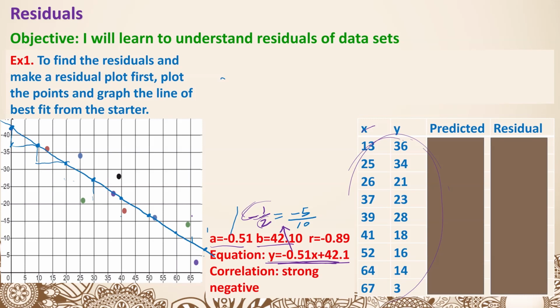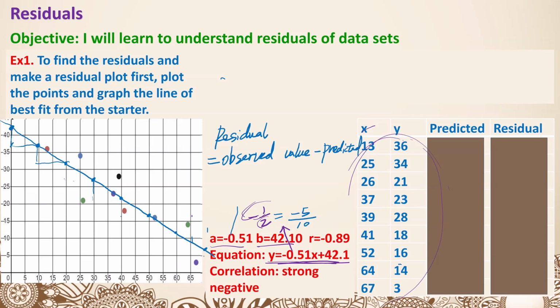Next, so far, we haven't touched residual yet. All we have been doing, again, is to just generate the scatter plot and graph the line of best fit. Now let's talk about the residual. So the formula to calculate residual is observed minus predicted.